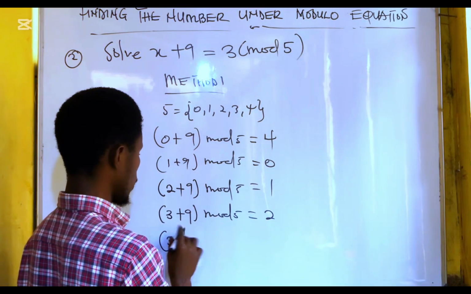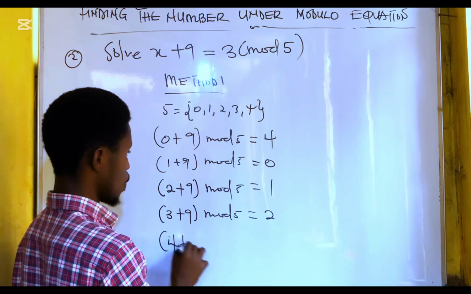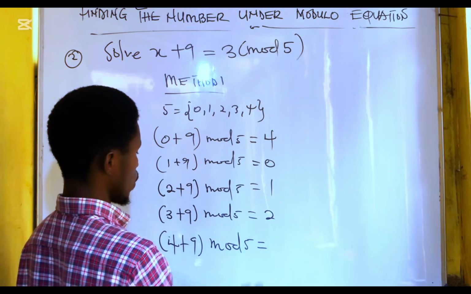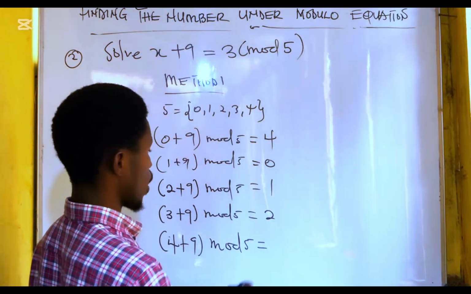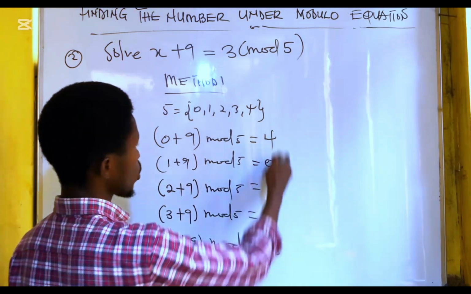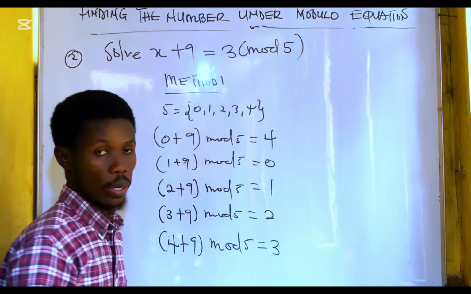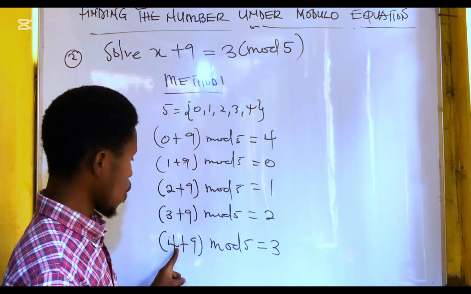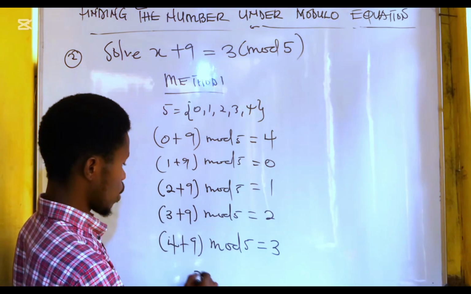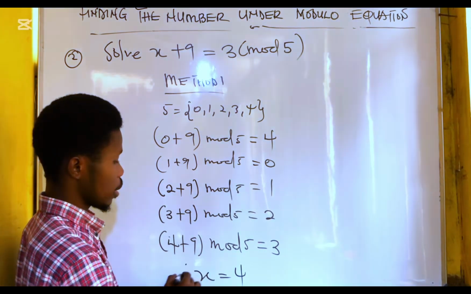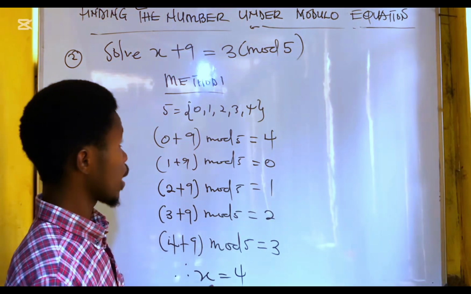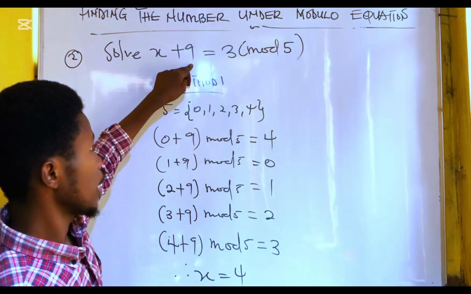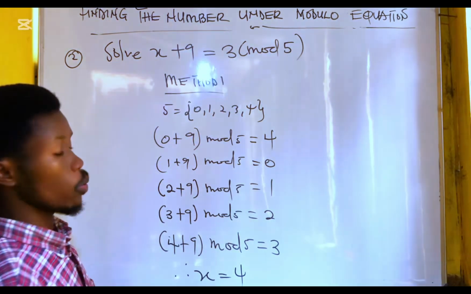Then move on to 4 plus 9 mod 5. 4 plus 9 is 13. 13 mod 5 is 3. So which one of these gave us the correct answer? It is the last one. Means that 4 is our answer. Is that okay? 4 is our answer. Means that the only number that when you add it to this 9 under mod 5 will give you 3 is 4.